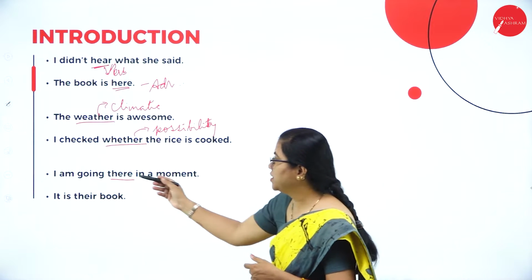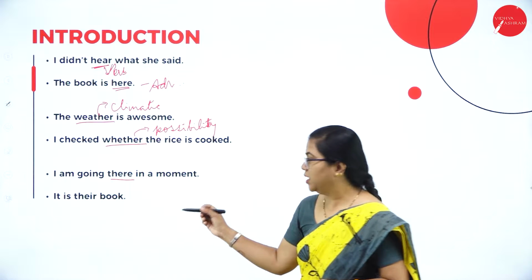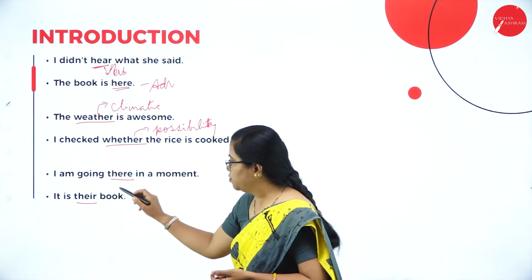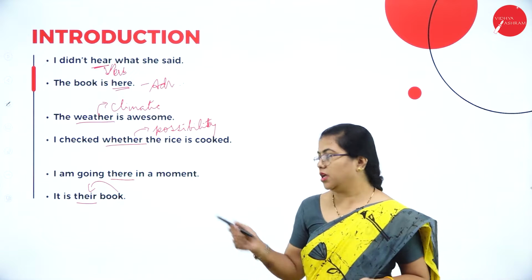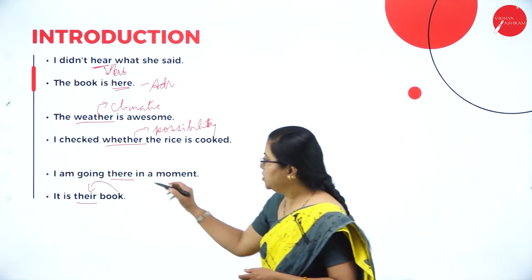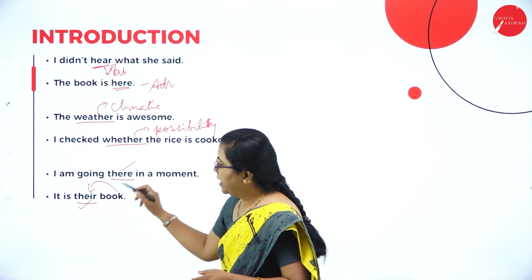Then at last, I am going there in a moment. So here you are using it in a different way. Fine. It is their book. So here this book belongs to them. That is again a possessive adjective that is being used over here. Fine. The usage is different. You can note the spellings also.